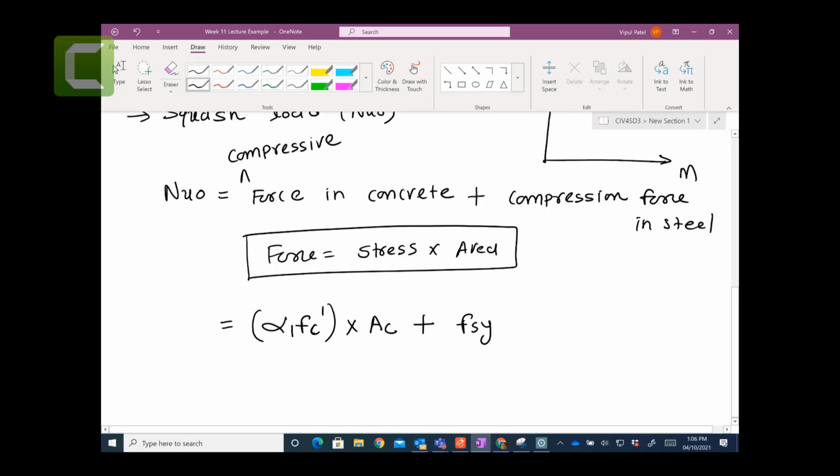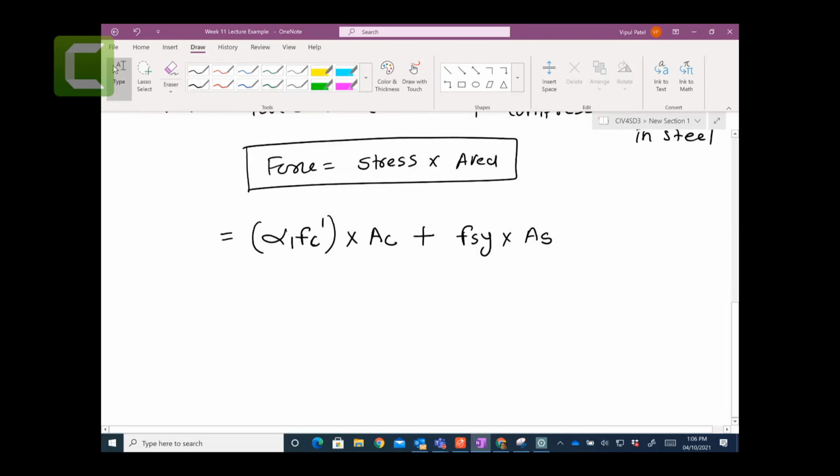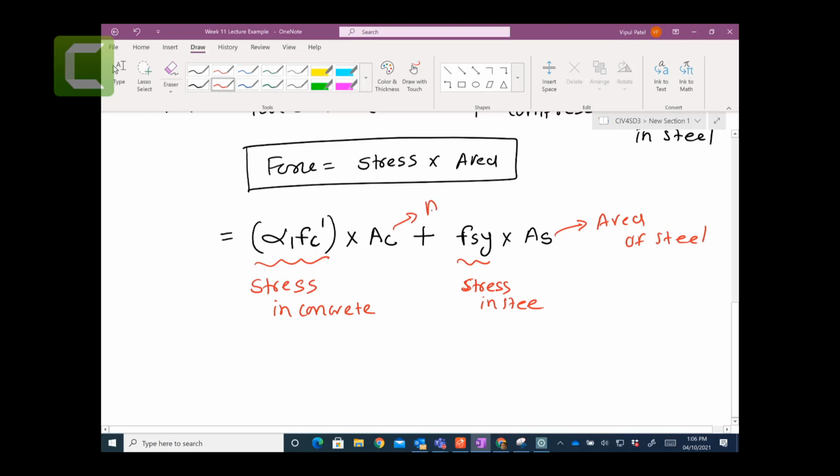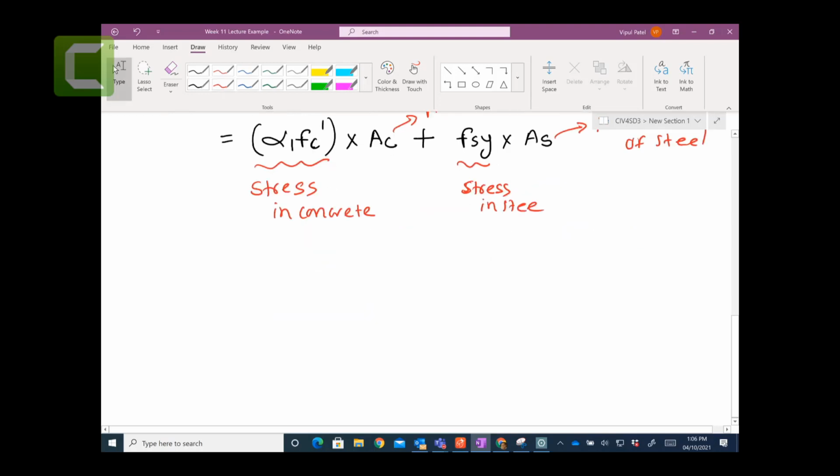We say that this steel will be under yielding times the area of the steel. So this is the stress in concrete, and this is your stress in steel. This is the area of the steel, and that is your area of concrete. Okay, so let's find each parameter one by one.